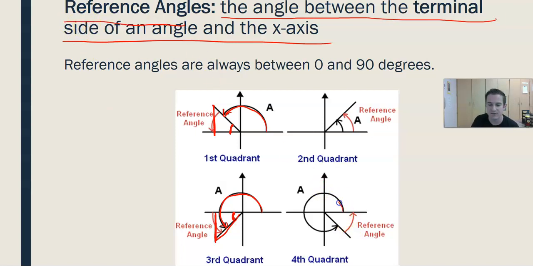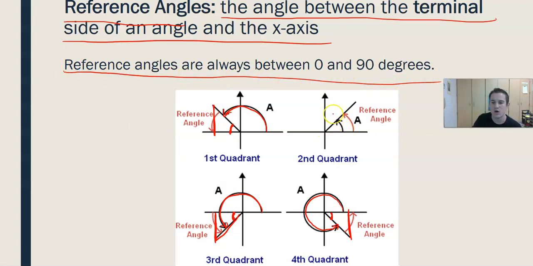And right here, if I went all the way over into the fourth quadrant and I drew a line up to the x-axis, this angle right here would be my reference angle. As I enter a new quadrant, I'm going to have a triangle right here where the angle is down to the x-axis. In this quadrant, the angle's right here, here, here, etc. A reference angle will always be between 0 and 90 degrees.